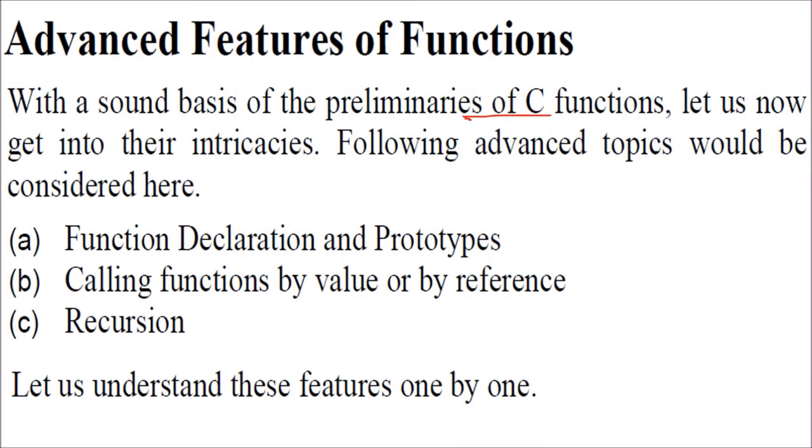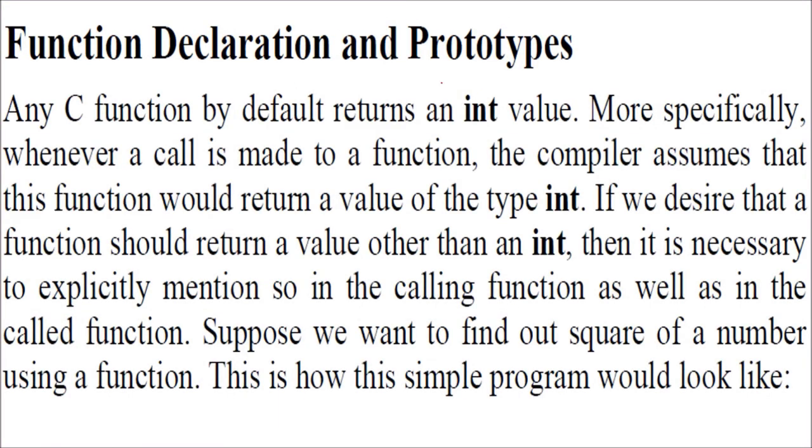Advanced features of functions. In C functions we have learned the preliminaries. Let us go to the intricacies. First is function declaration and prototypes, then value and reference, and then recursion. We start with function declaration and prototype. Whenever we declare a function or give a prototype, you are telling the compiler that this is going to be somewhere. I have defined it somewhere. Prototype means this is the way it is going to be presented. That means these are the input values and these are the output values.